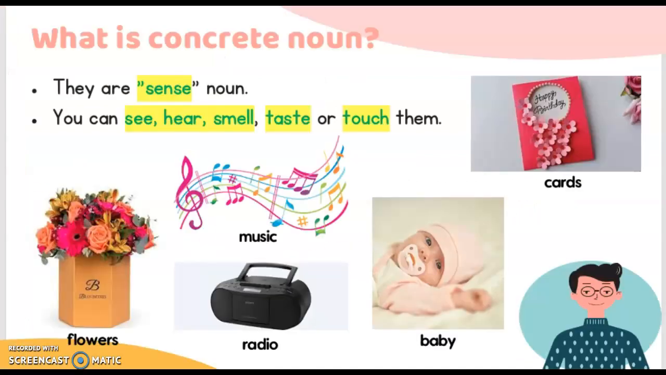Okay, what is actually a concrete noun? A concrete noun is actually a sense noun. So what does it mean by sense? That means you can see, hear, smell, taste, or touch them. If you look at the pictures on this slide, they are concrete nouns. So flowers, music. Music, you can't see it, but you can hear it. Radio, baby, and cards. Okay, so these are the concrete nouns.